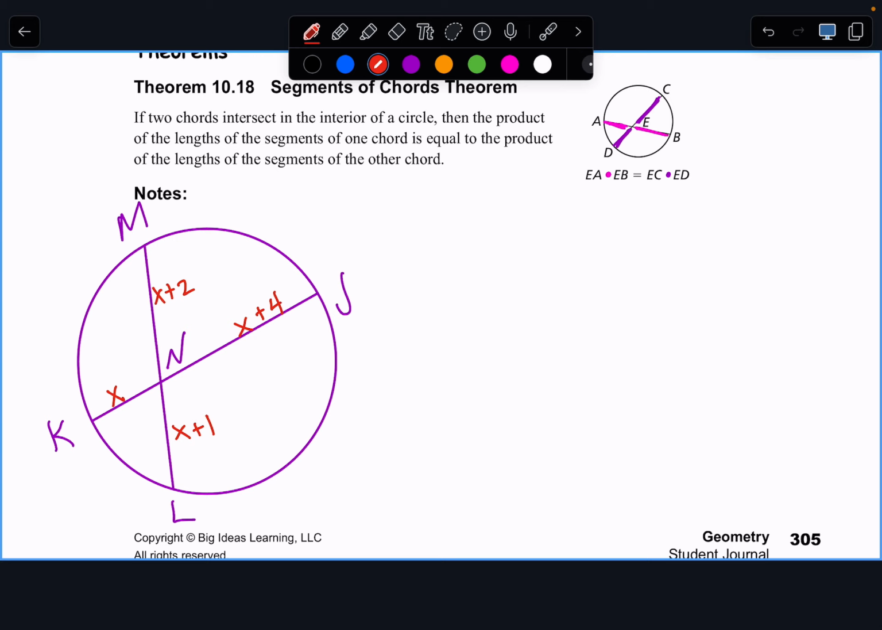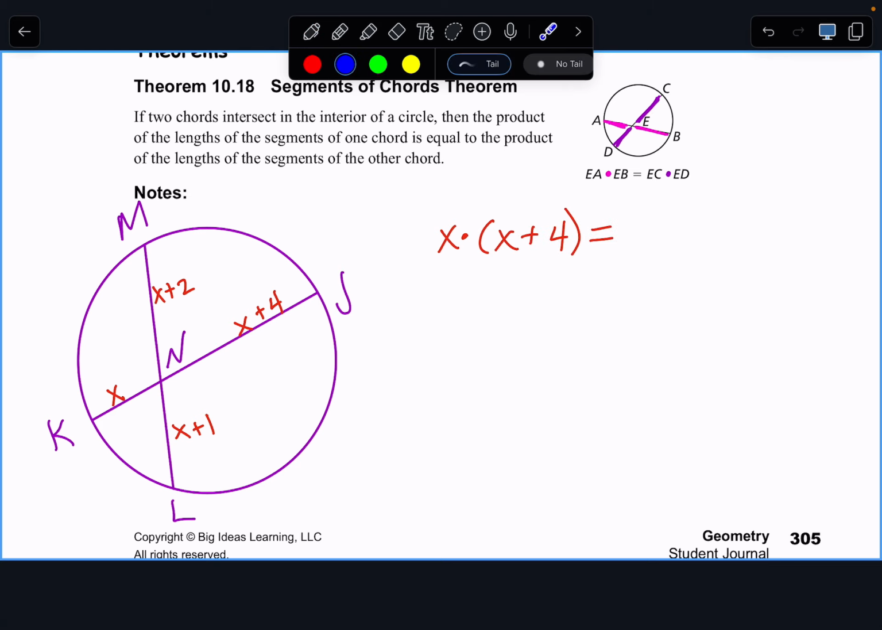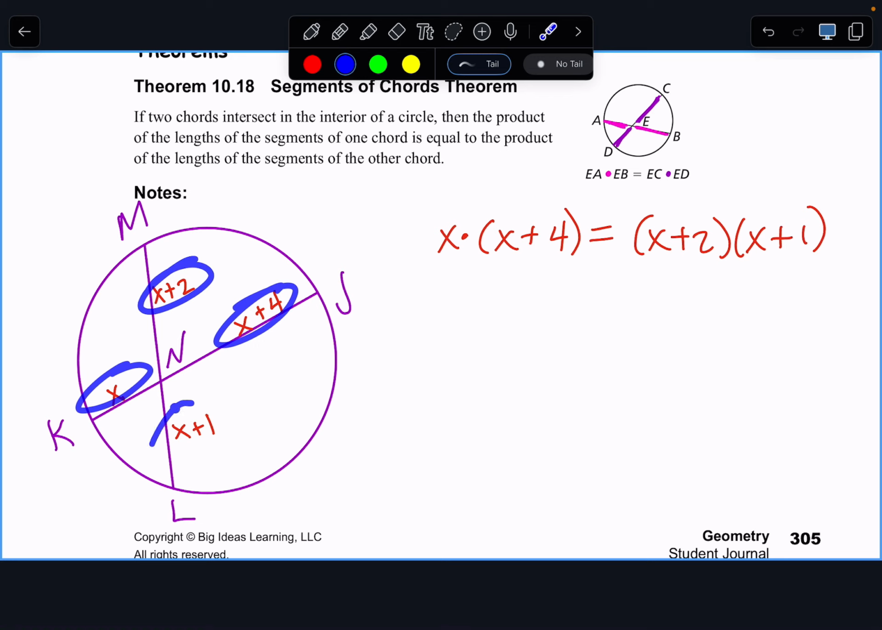So what we're going to do is take the product. What are we going to multiply X by? X times X plus 4 equals X plus 2 times X plus 1. This product equals this product.